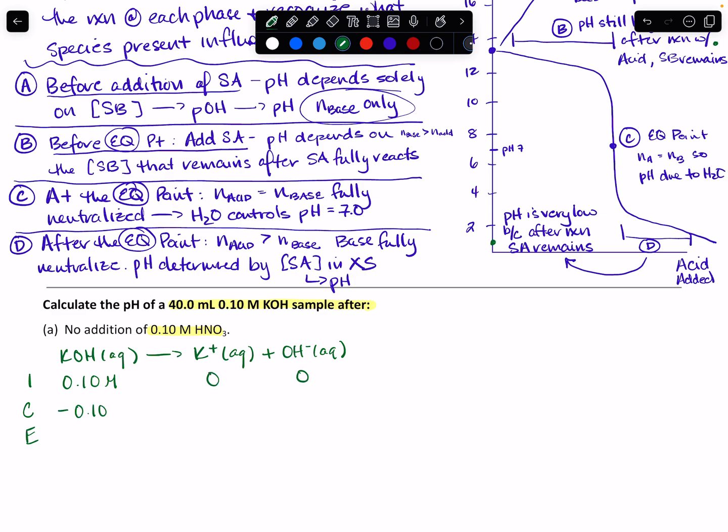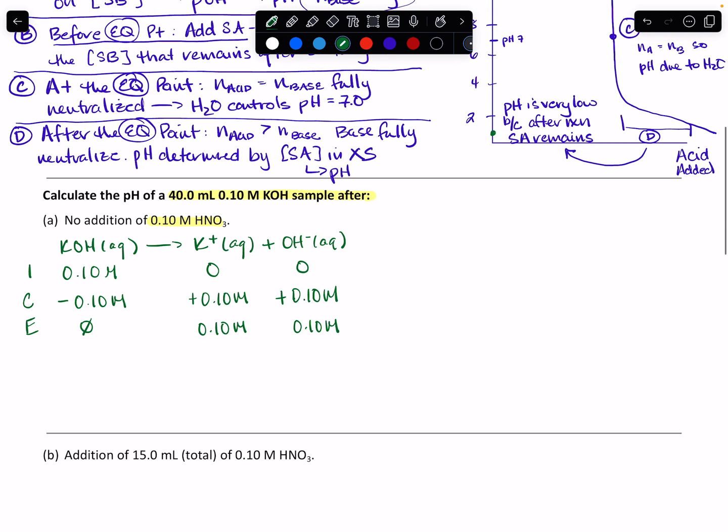The change is going to be all of it because it is a strong base. So it's going to form 0.10 molar potassium ions and 0.10 molar hydroxide ions. So it won't have any of the initial base remaining, and then I'll have 0.10 molar potassium ions and 0.10 molar hydroxide ions at equilibrium. So if I look at these two values, I have to ask myself, which one influences the pH? Well, it's not potassium ions, but hydroxide ions will.